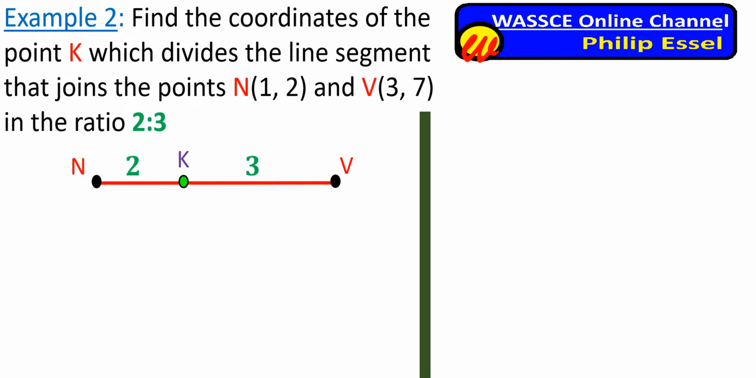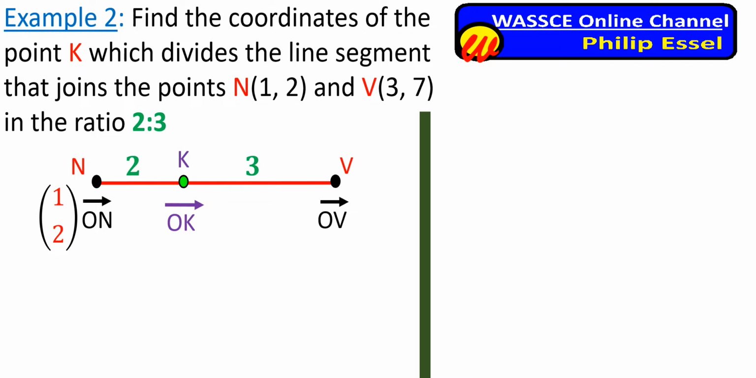Now we already know that the position vector of the point N is the vector ON. The position vector of the point K is the vector OK, and the position vector of the point V is the vector OV. Also, if the point N is (1, 2), then its position vector ON will be (1, 2).